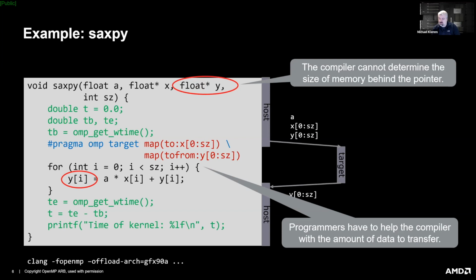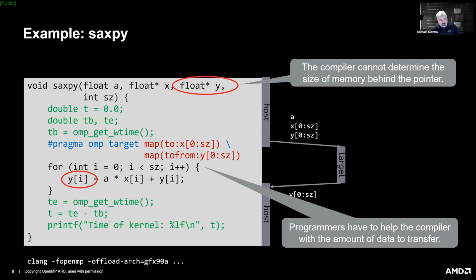But in that case, if you want to make this self-contained, you would have to map to the X and explicitly give the size argument. As I said, the compiler doesn't figure that out. And then the to from here for Y is also needed to describe to the compiler what is the size that it needs to transfer.